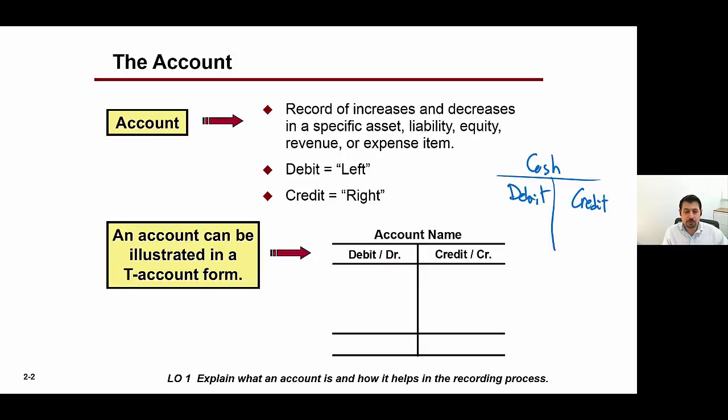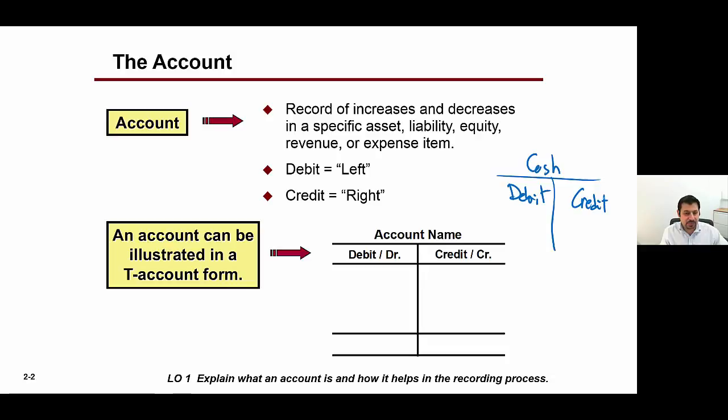Now, to make it clear, debits and credits do not mean increase or decrease in a certain account. They simply mean left and right. So for instance, in English you say to the left or to the right. In French you say à gauche, à droite. In accounting we say debit, credit. It's as simple as that.